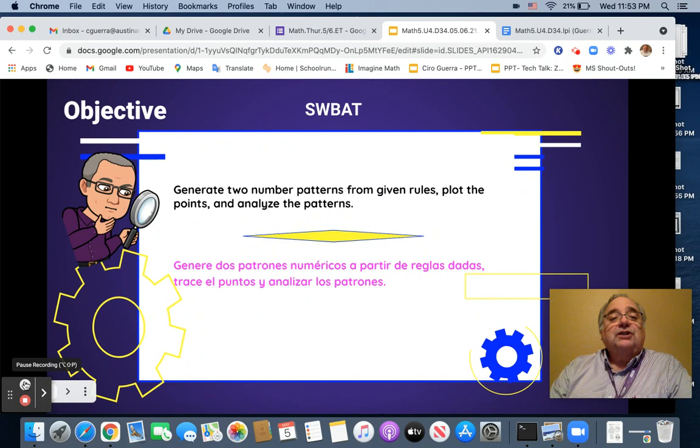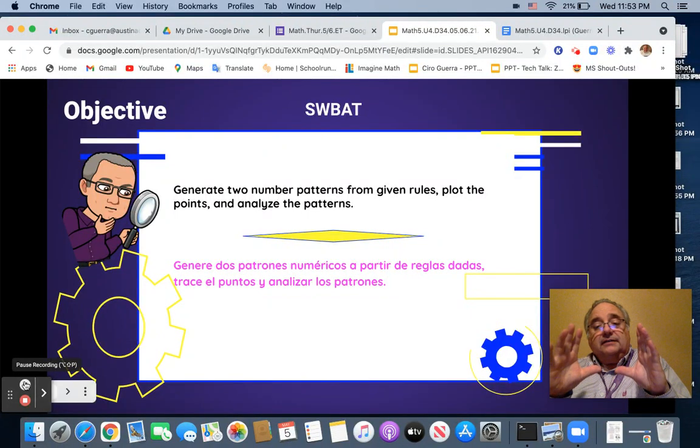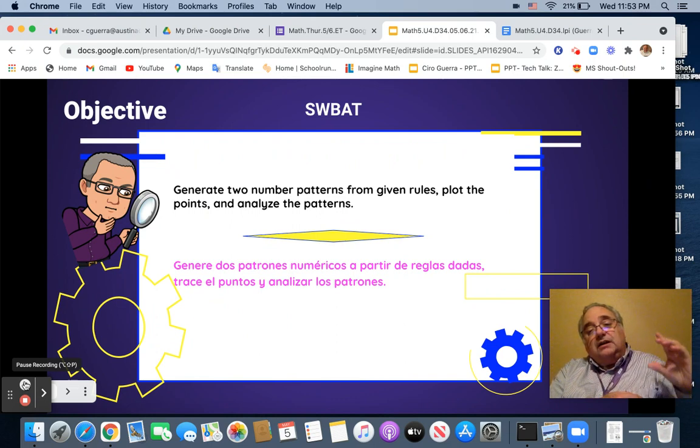Scholars will be able to generate 2 number patterns from given rules, plot the points, and analyze the patterns. So what we're going to do today is pretty much what we did yesterday. We have the coordinate grid. We also have input-output boxes. This time we're going to have as many as 3 input-output boxes per coordinate grid. That means that we could be plotting up to 3 different lines with 3 different coordinate pairs on them.